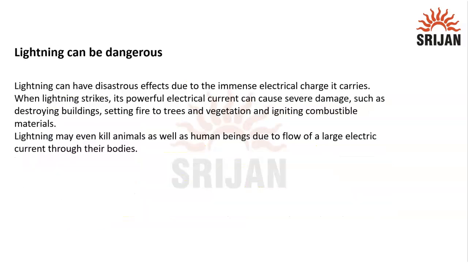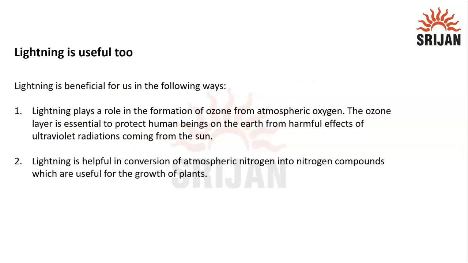So lightning again can be very dangerous. Lightning can have a disastrous effect due to the immense electrical charge it carries. When lightning strikes, its powerful electric current can cause severe damage, such as it can destroy buildings, set fire to trees and vegetation and ignite combustible materials, means the materials which basically can burn. Lightning may even kill animals as well as human beings due to the flow of a large electric current through their bodies.